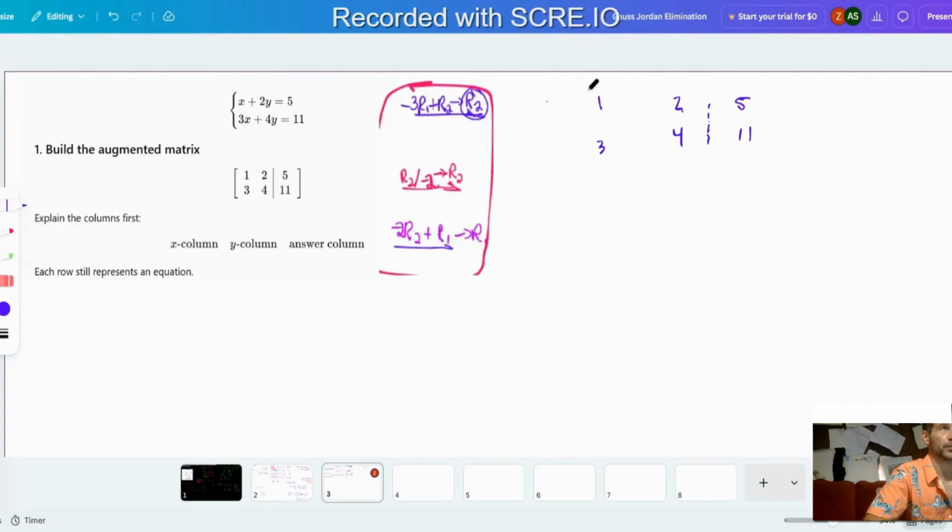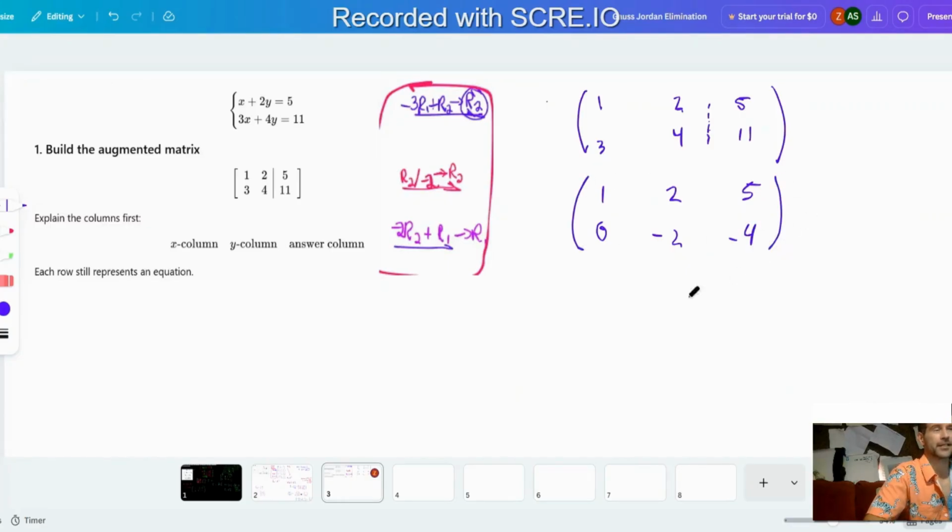If we do the first operation and just augment it with the column vector right off the bat, then one of these operations, negative 3 times row 1 plus row 2 to row 2, gives you 1, 0, negative 2. That stays the same. Negative 3 times 5 is negative 15, plus 11 gives me negative 4, right? It's entirely okay to make a mistake. Keep your augment bar.